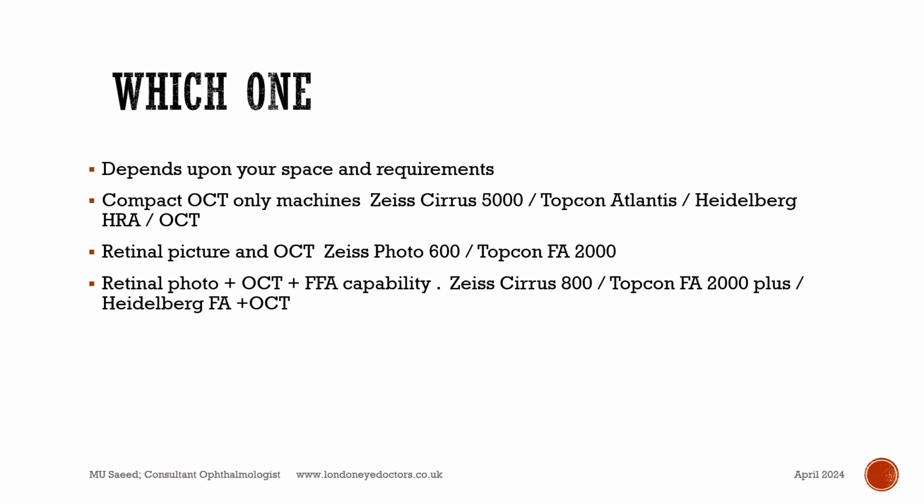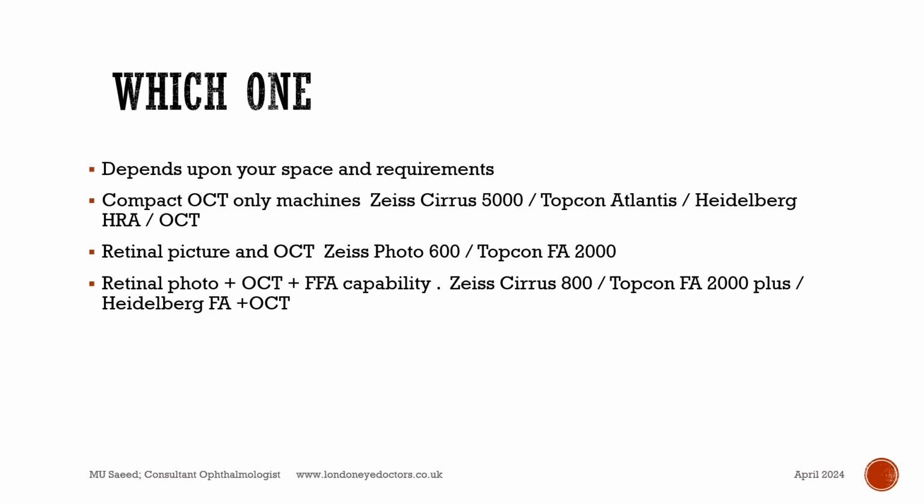There are other capabilities in certain machines as well, which can take a retinal photograph and an OCT and an FFA capability and an ICG capability. Examples of those would be Heidelberg OCT machines. There's also the Zeiss Cirrus 800, which can do a retinal photograph, an OCT, and an FFA. There is also the Topcon Triton FA Plus, which will do a retinal photo and an OCT and an FFA.